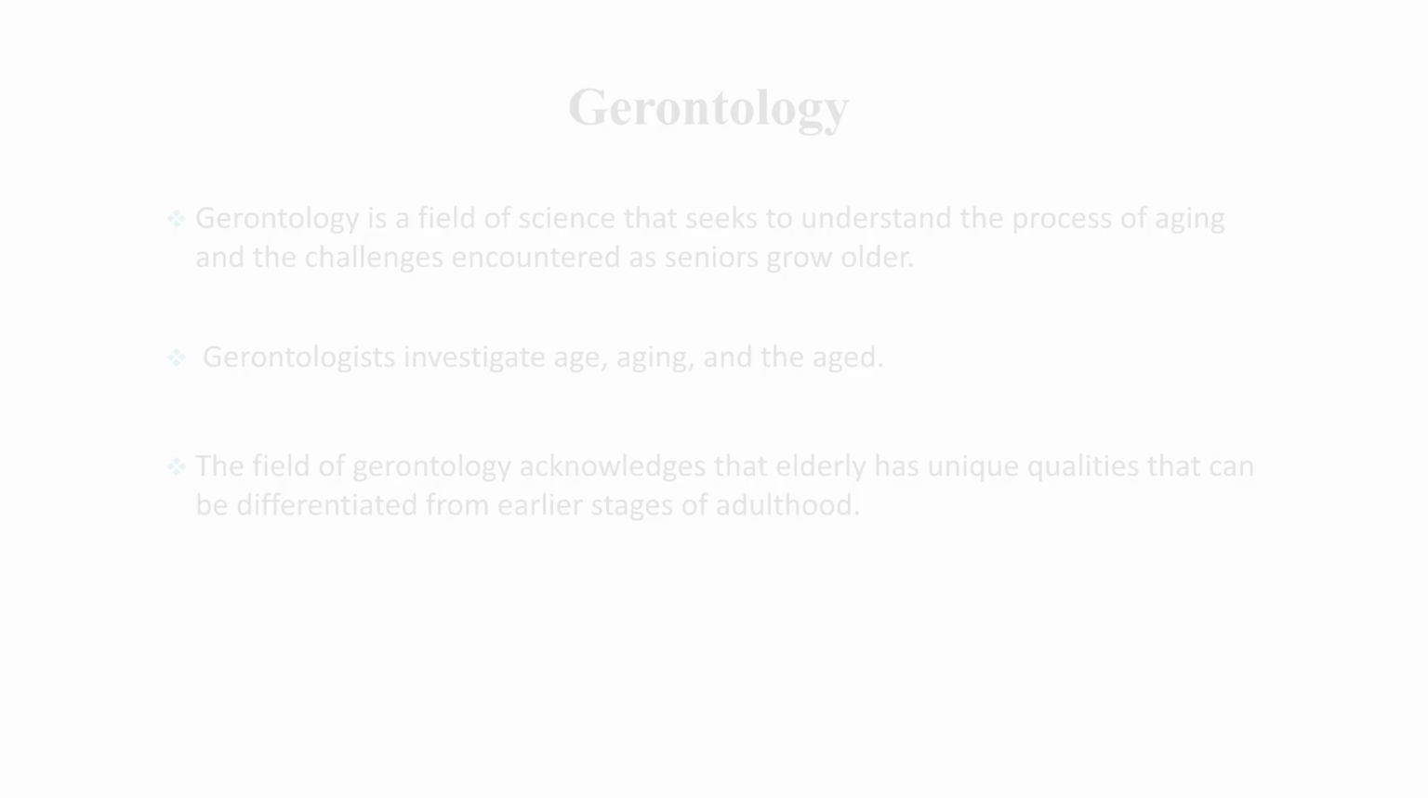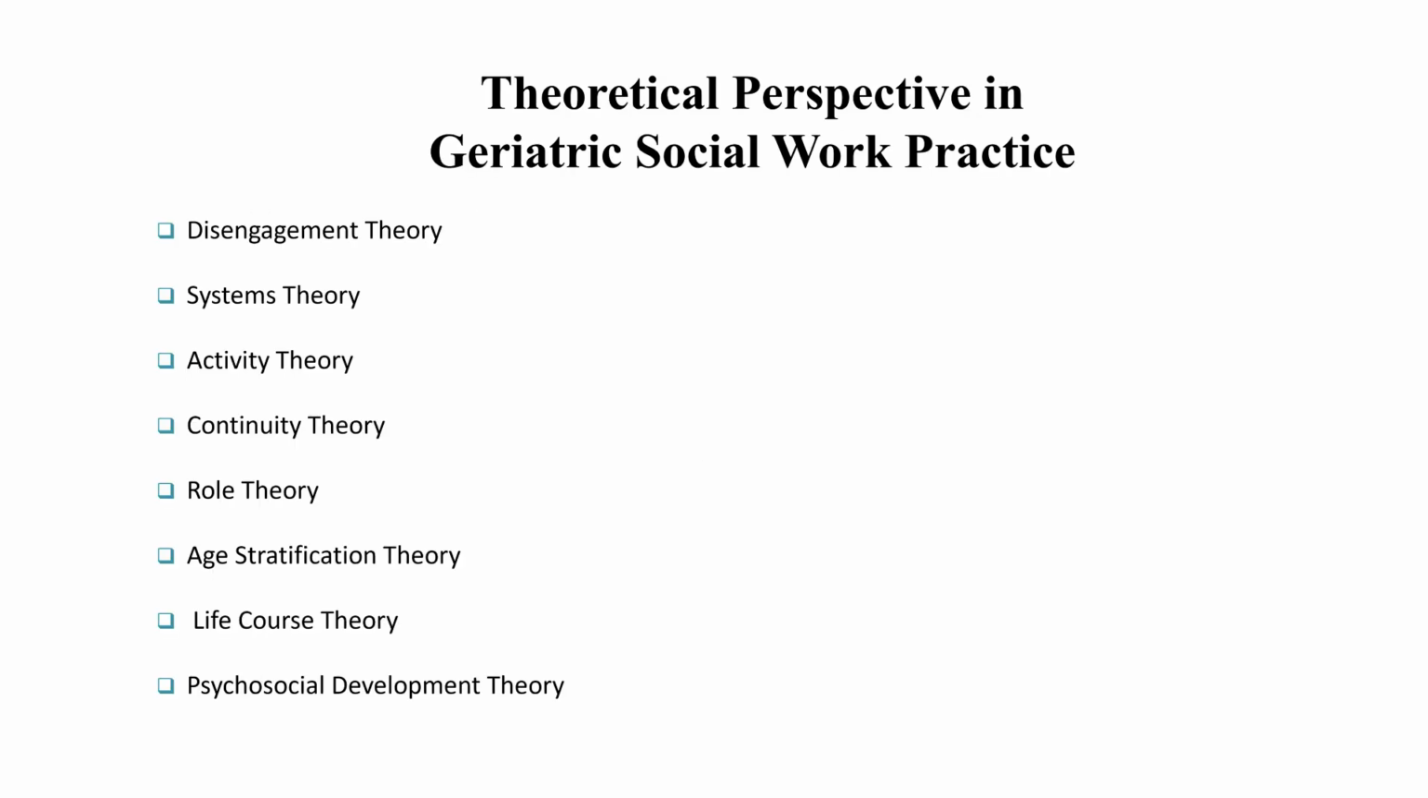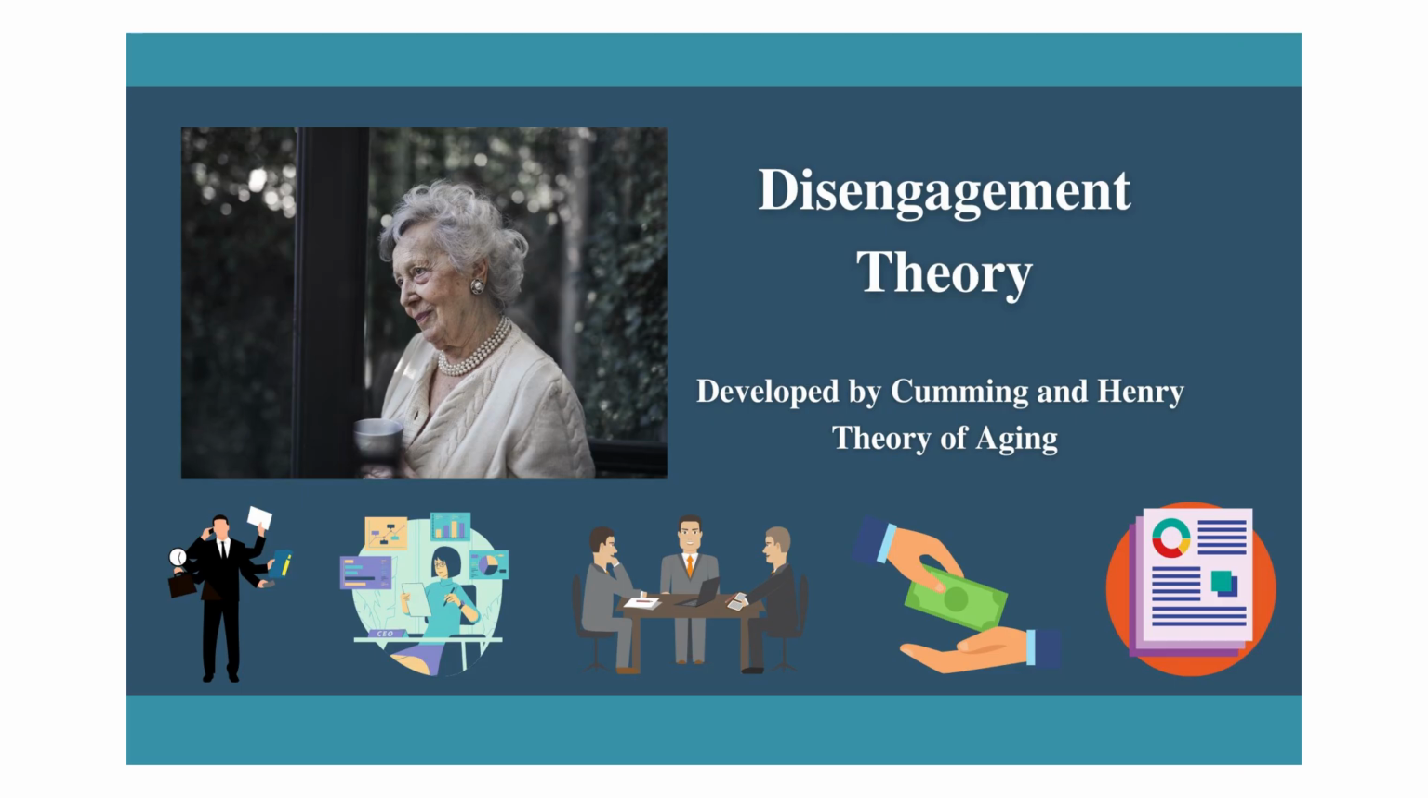Now let's see some of the theoretical perspectives in geriatric social work practice. The first theory which we are going to discuss is disengagement theory. Disengagement theory, given by Cumming and Henry in 1961, posits that successful aging means an acceptance and desire for the process of disengagement from active life. The social scientists Elaine Cumming and William Earl Henry created and presented disengagement theory in their book Growing Old in 1961. They created several postulates that comprise their disengagement theory. Let's see them one by one.